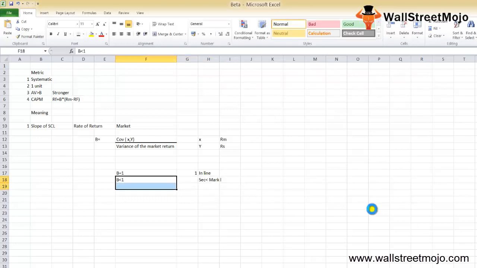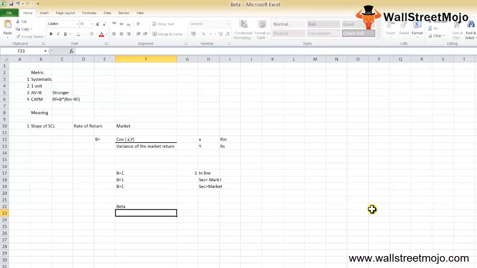But if your beta is greater than 1, then your security return is greater than the market. That means the security is more likely to respond to the market movements, thereby also making it more volatile. Let's take an example. In Apple Inc., beta was in the neighborhood of 1.46. It indicates that the stock is highly volatile and it is 46% more likely to respond to the movement in the market.